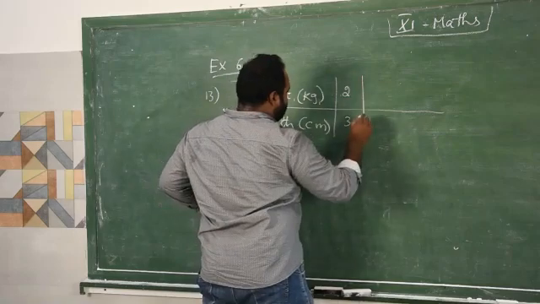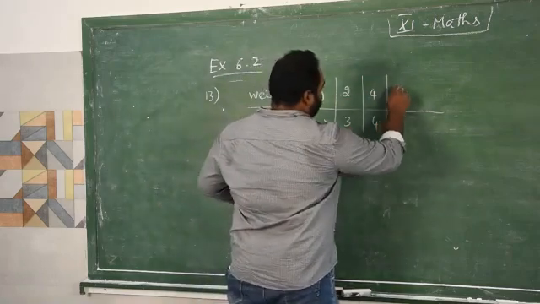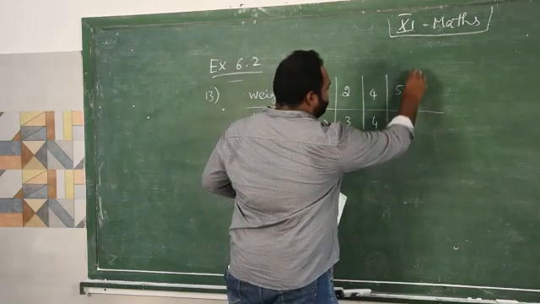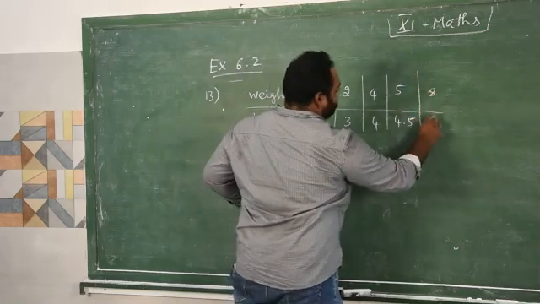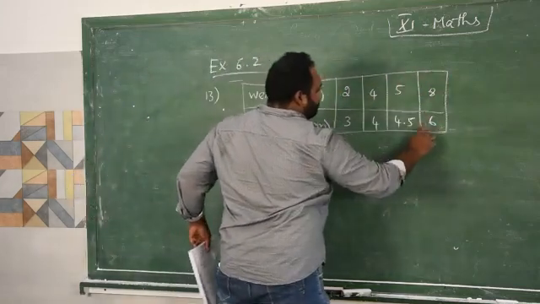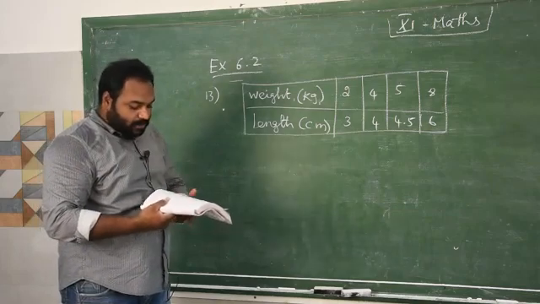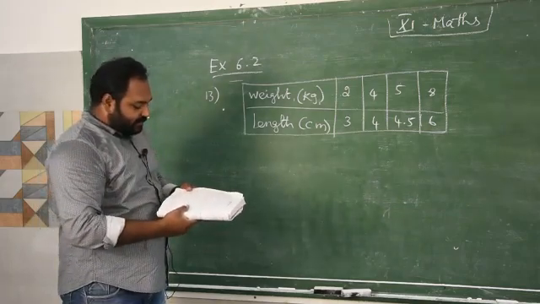2, 3, 4, 4, 5, 4.5, 8, 6. So these are the data given in the book. So using these data I am going to find out 5 types of question in your book. Okay, now what is the first question?